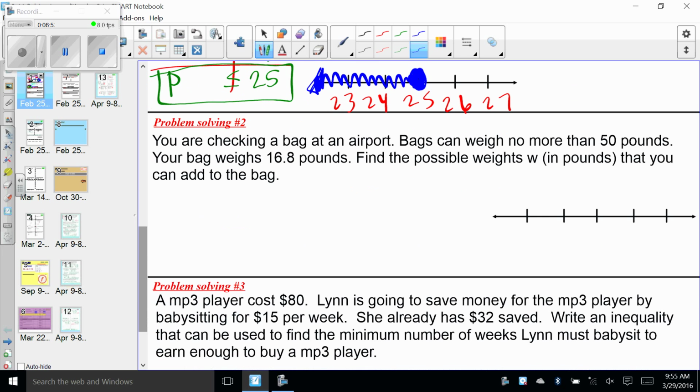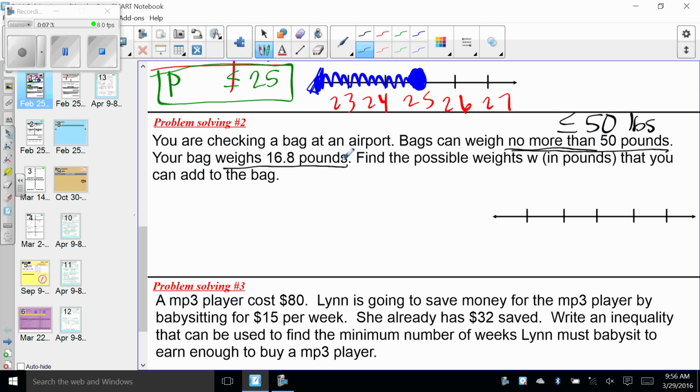As I start to solve then, the next problem, problem solving number 2, is a really good question here on the range of values that will make this work. You're checking bags at an airport. Bags can weigh no more than 50 pounds. So the question is, what does that mean? No more than. Well, could it weigh 50 pounds? Yes. Could it weigh more than 50 pounds? No, because it very clearly says no more than 50 pounds. So we're really talking about less than or equal to 50 pounds. That's what they will accept in our bag check-in. Your bag weighs 16.8 pounds. Find the possible weights in pounds that you could add to the bag.